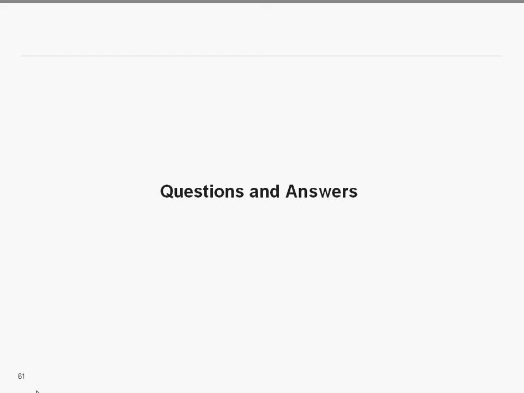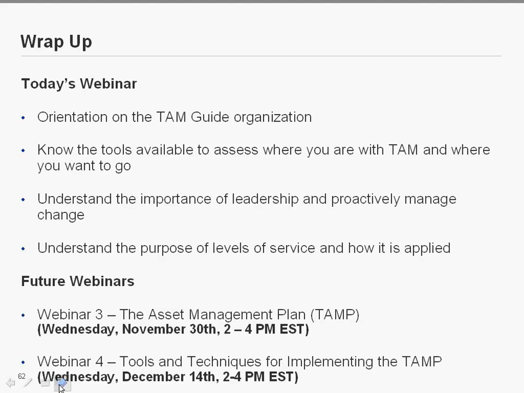All right. Thanks, Kirk. That is the last of the questions. Jan, I'm going to turn it over to you to close us out. Yes, and this is the final wrap-up. Matt, why don't I just walk through this? So today we got an orientation on the Asset Management Guide organization, and the tools now available to you to assess where you are and where you want to go, and conduct a self-assessment and a gap analysis. The importance of leadership and proactively managing your organization. And the last bullet we didn't cover, we're going to put that into the next webinar.